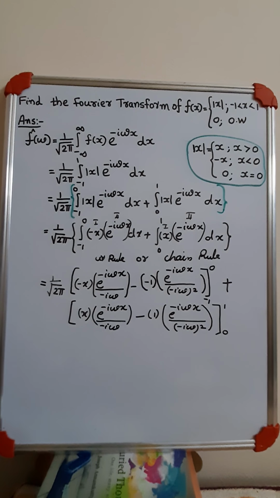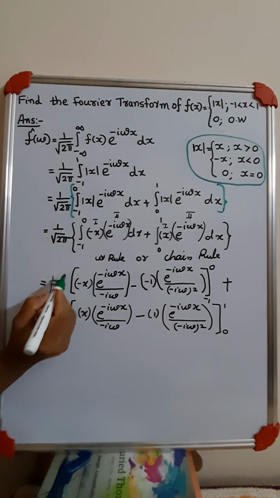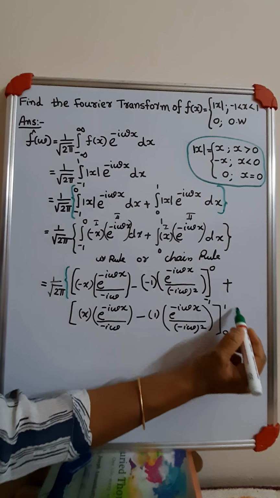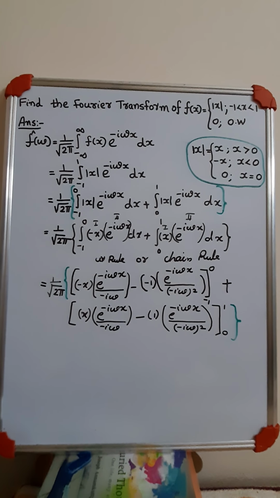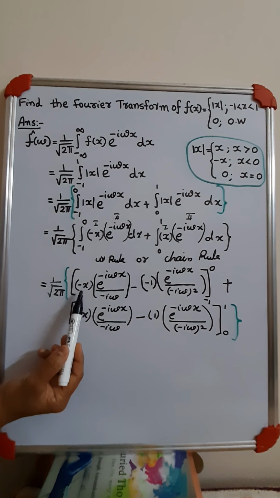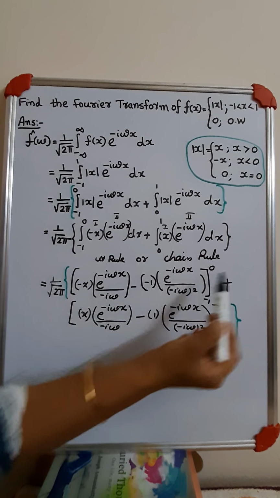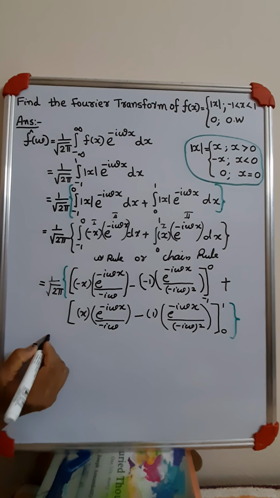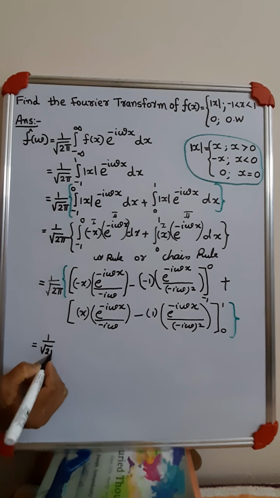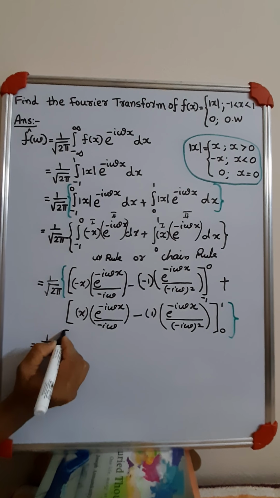Then 1 by root of 2 pi is common for both the terms. Now substitute the upper and lower limits. First term, put x equal to 0 and substitute the upper limit. That is 1 by root of 2 pi.